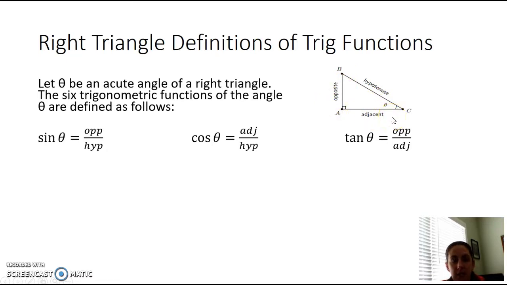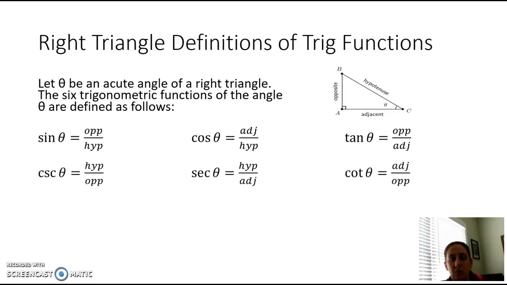Once you have sine, you can easily get cosecant, it's just the reciprocal. Once you have cosine, you can easily get the secant, it's just the reciprocal. And once you have tangent, you can easily find the cotangent because it's just the reciprocal. So the cosecant will be the hypotenuse over the opposite, the secant will be the hypotenuse over the adjacent, and the cotangent will be the adjacent over the opposite.